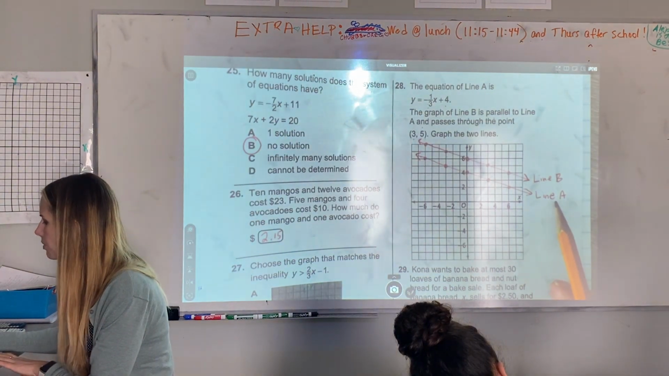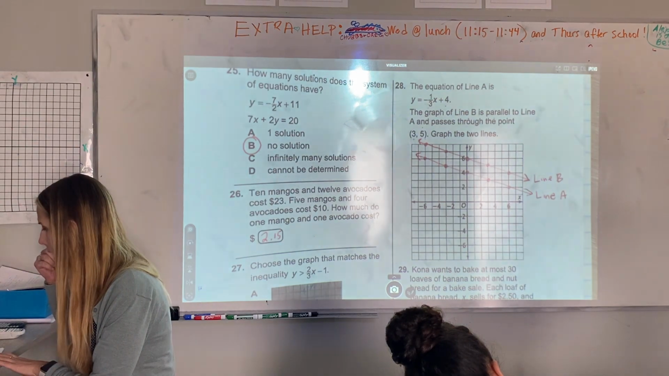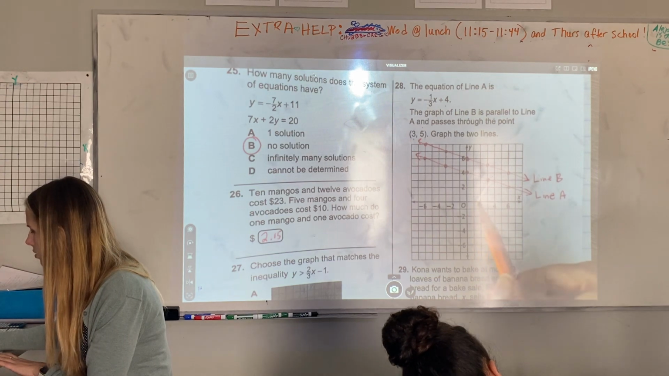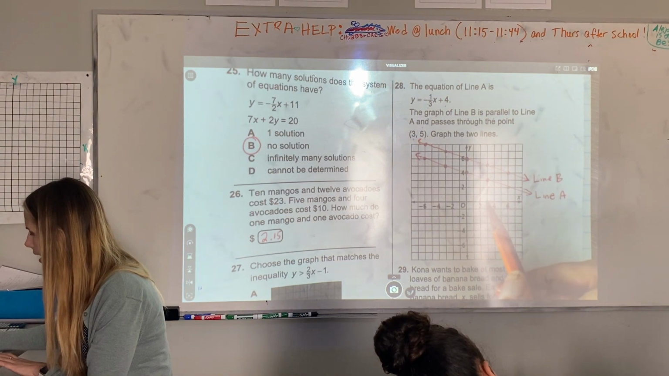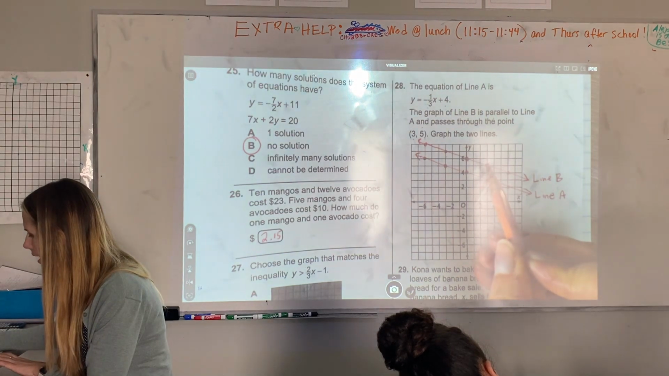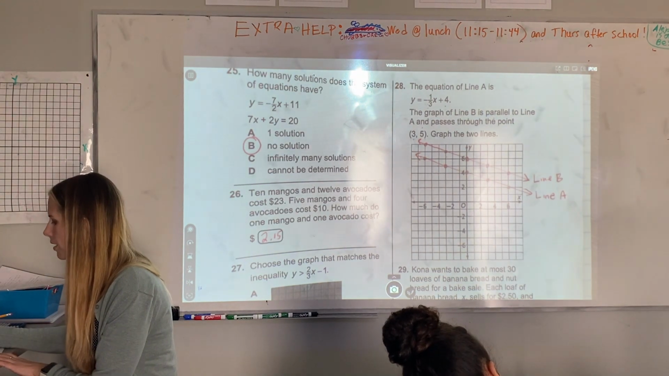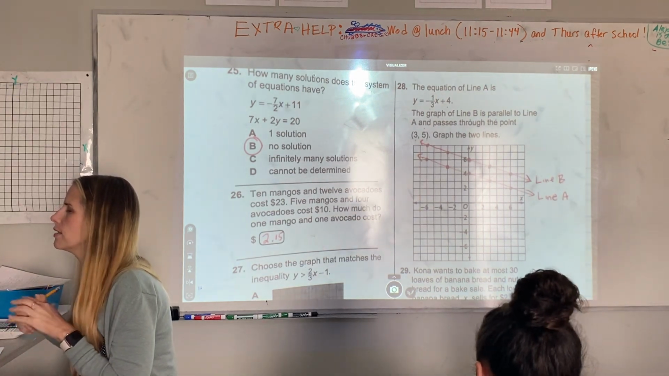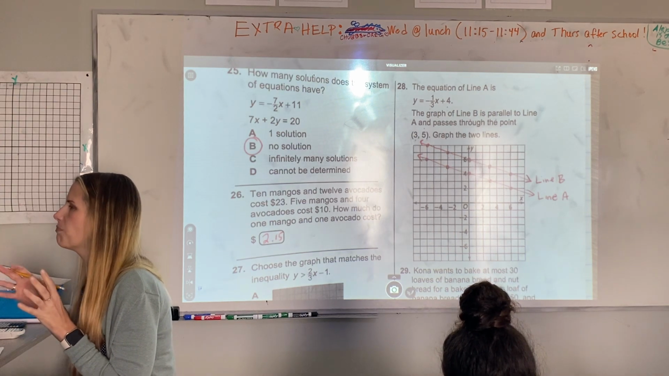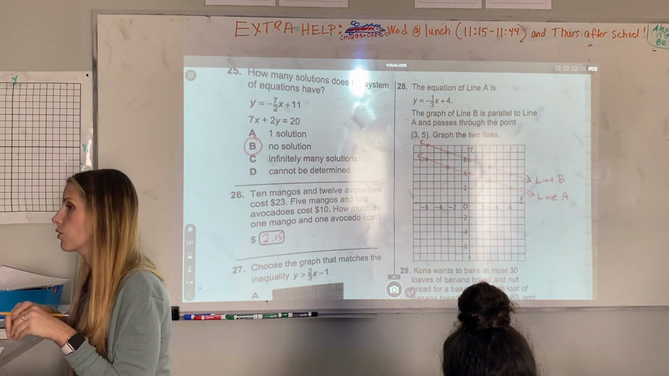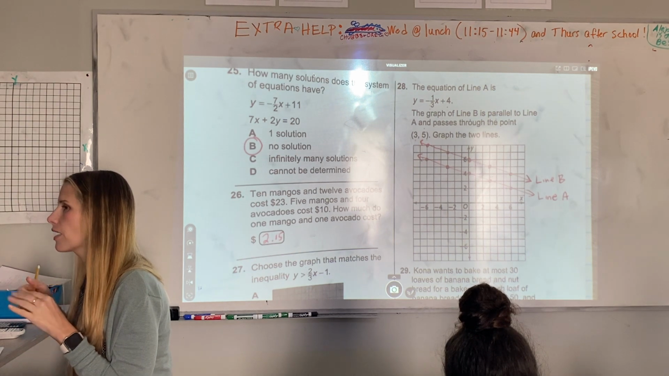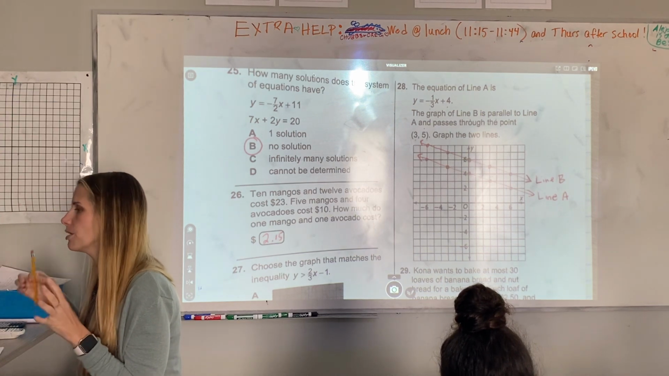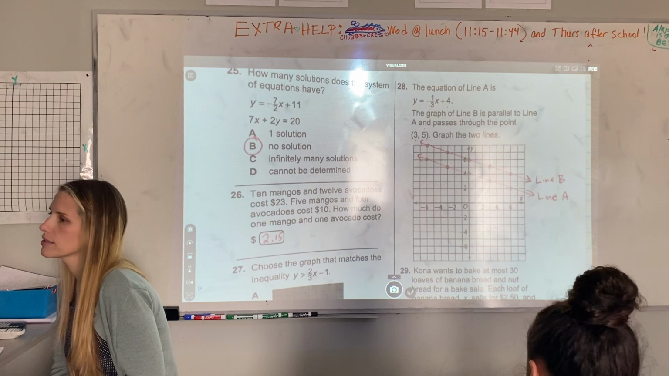Now line B has to be parallel to line A and pass through the point (3, 5). So what I did was I went to 3 on the x and 5 on the y, and I just made a point of line B. Tell me, what is the relationship of parallel lines regarding the slope? Parallel lines have what? What is special about the slope of parallel lines?